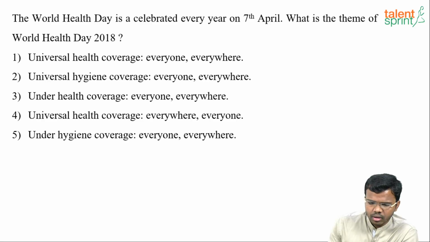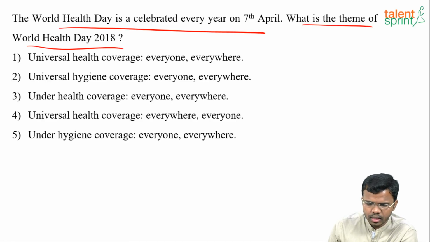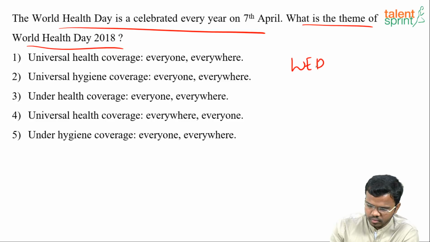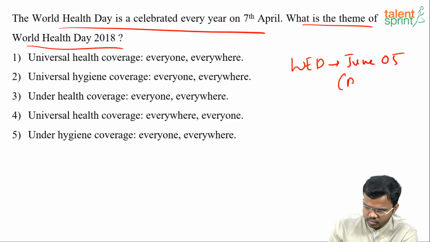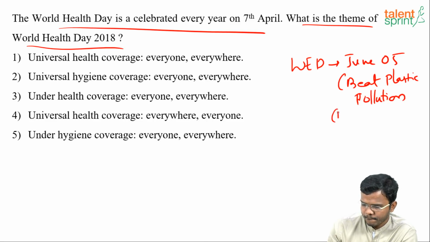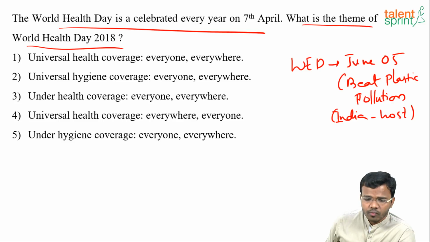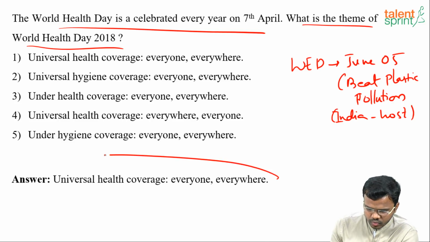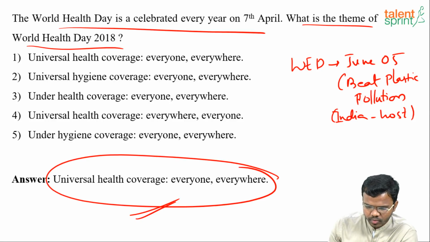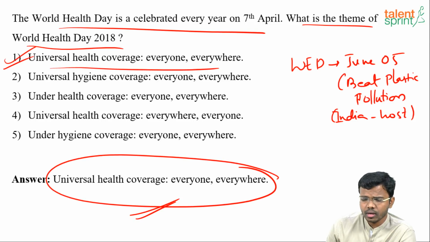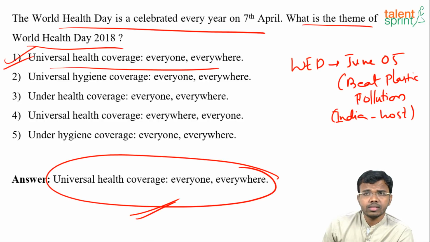The World Health Day is observed on April 7th. What was the theme of World Health Day 2018? It is universal health coverage, everyone and everywhere. Okay. So first option is the right answer. Universal health coverage, everyone and everywhere was the theme of World Health Day. It is observed on 7th April every year.